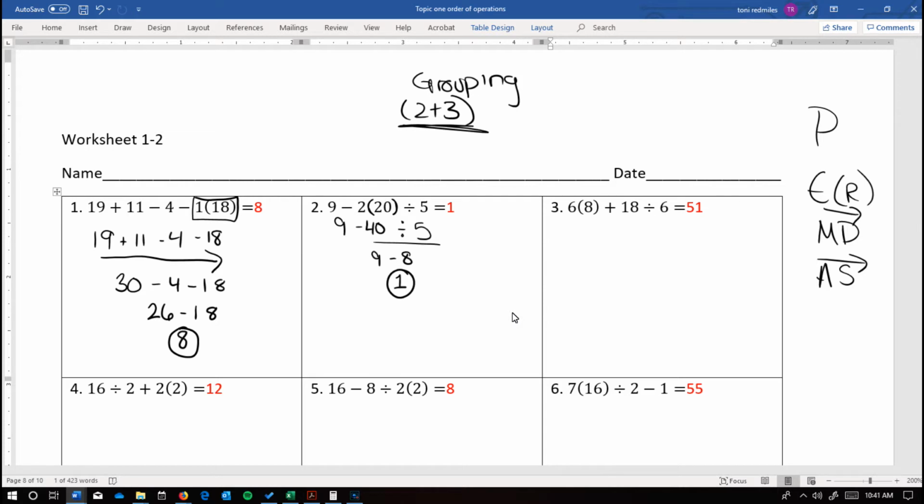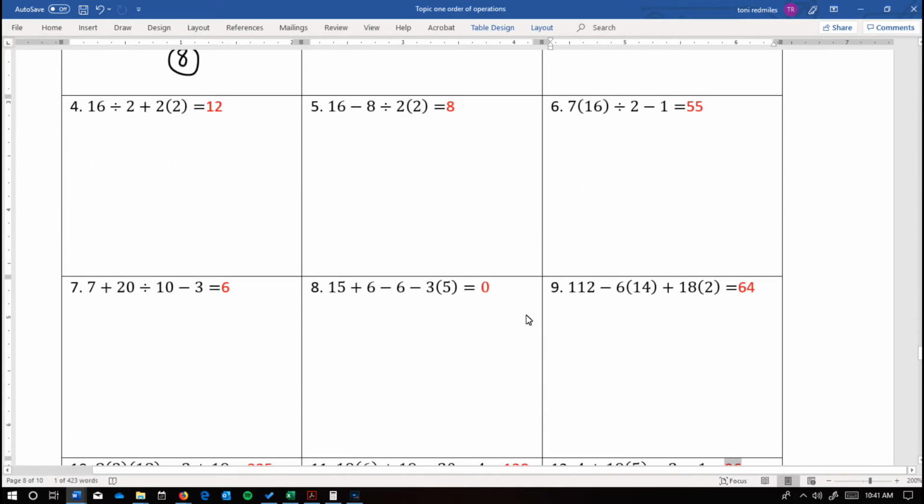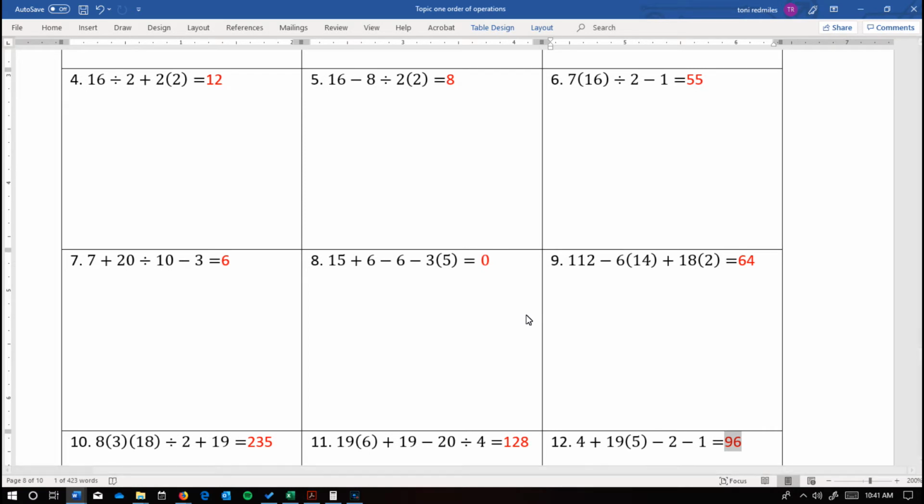All right, so no parentheses, no exponents. Again, I have multiplication and I have division. I'm going to do it left to right as it comes. So 6 times 8 is 48, plus 6 can go in 18 3 times. Okay, so now I'm going to add together, and I'm going to get 51. So that's the first 3. Let's go on to the next 3.